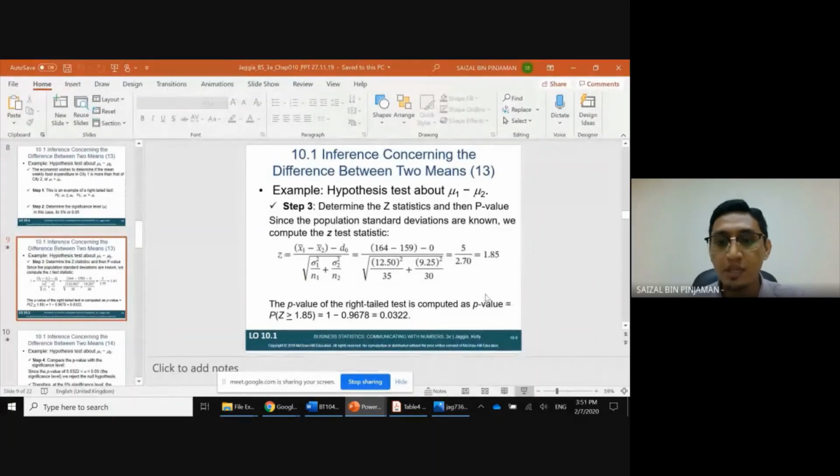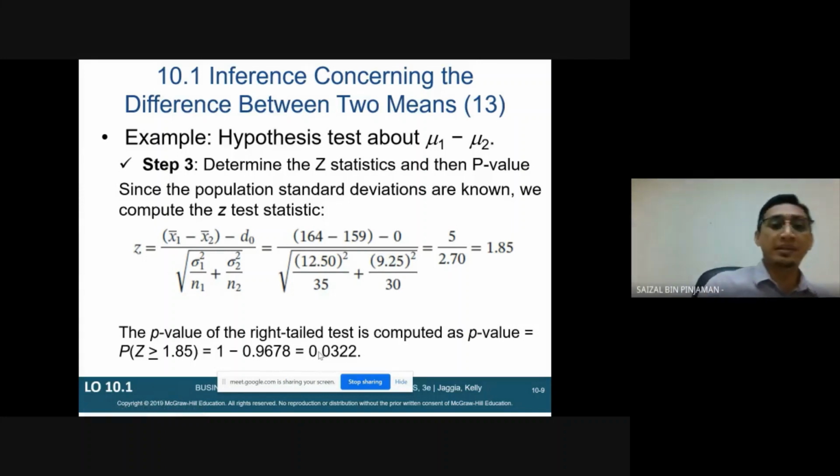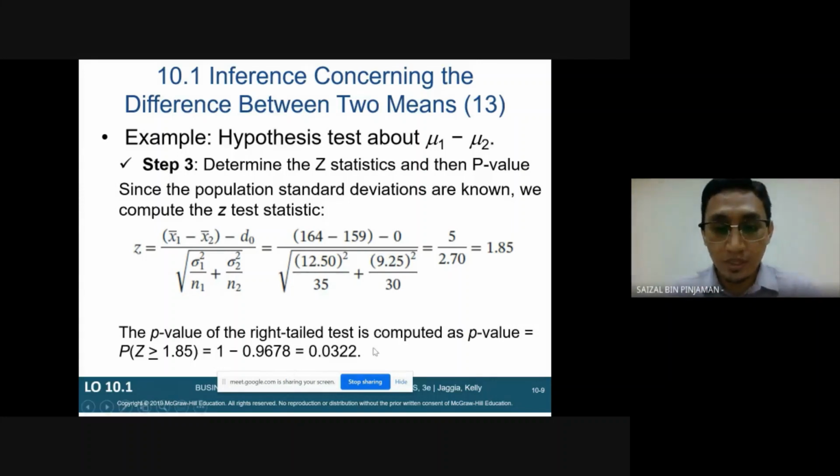Okay, so once you obtain the probability, you subtract it from 1. So 1 minus 0.9678 is 0.0322. So this is the remaining probability. If we can say it in layman terms, we can define this value as the remaining probability based on certain z value. In this case, based on z value that is equal to 1.85.